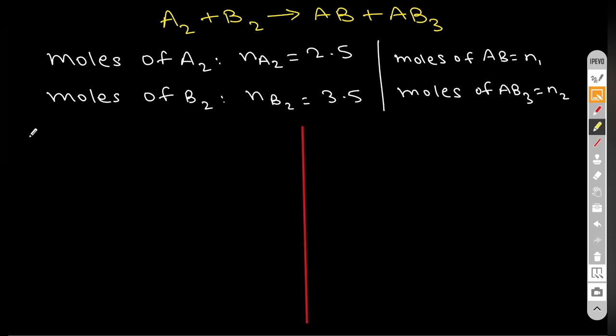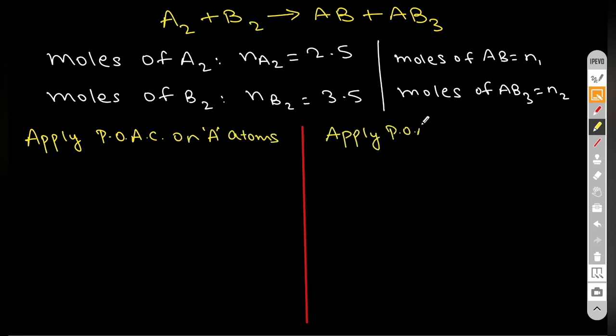We will draw two columns. On one side we will write: apply POAC for A atoms, POAC on A atoms. On the other side, apply POAC on B atoms.